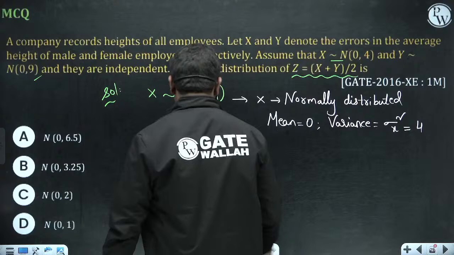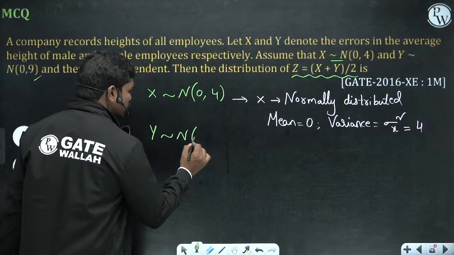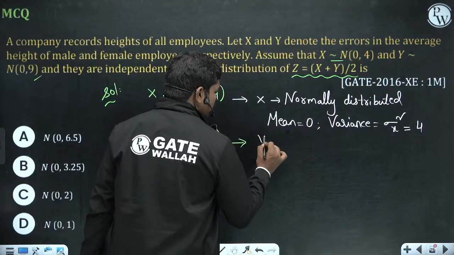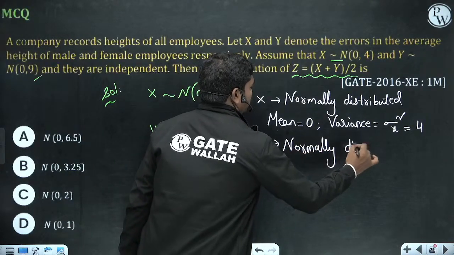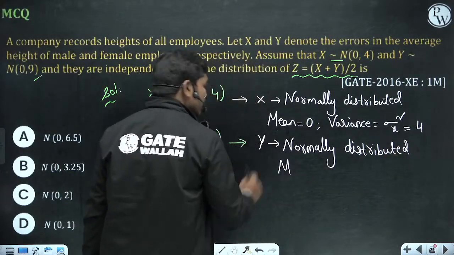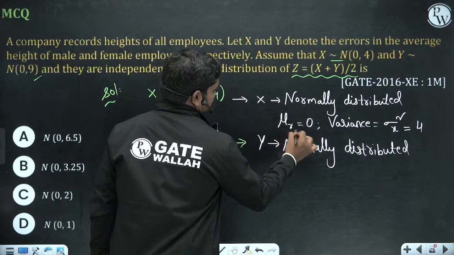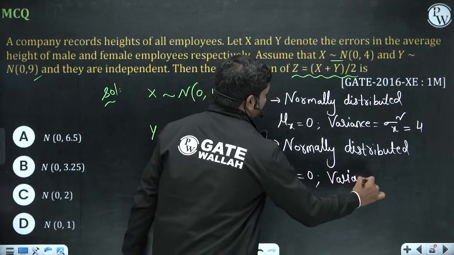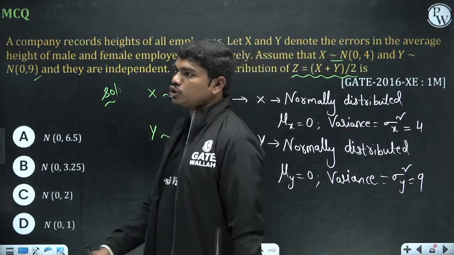Okay, similarly Y is also normally distributed with 0, 9. This means Y is also normally distributed with mean, let us indicate with the symbol mu y, equal to 0 and variance, which is sigma y square, equal to 9. Okay, so you have two normal distributions.